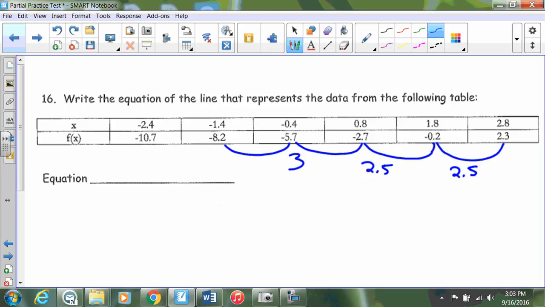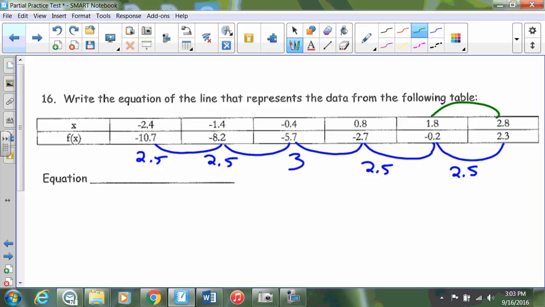Negative 5.7 minus a negative 8.2. That's back to 2.5. So we had a little bump there. Let's see. And negative 8.2 minus a negative 10.7. It's going to give us a 2.5. Okay, so unless my calculator and I are not operating correctly, we should also have a bump in the axis.